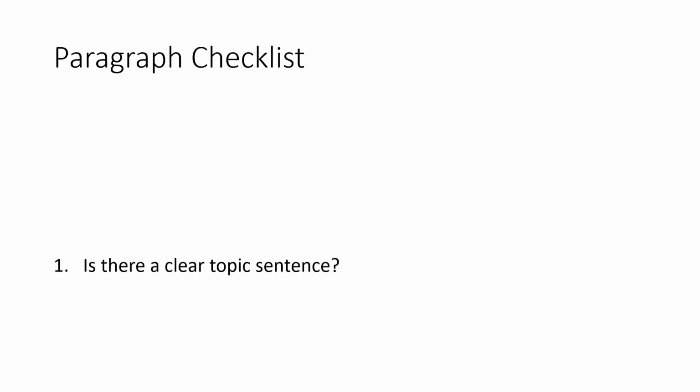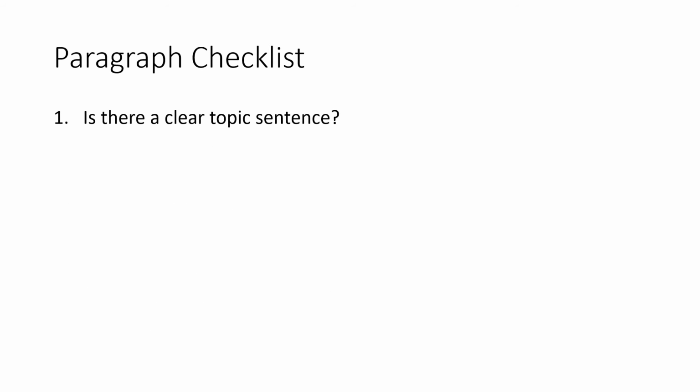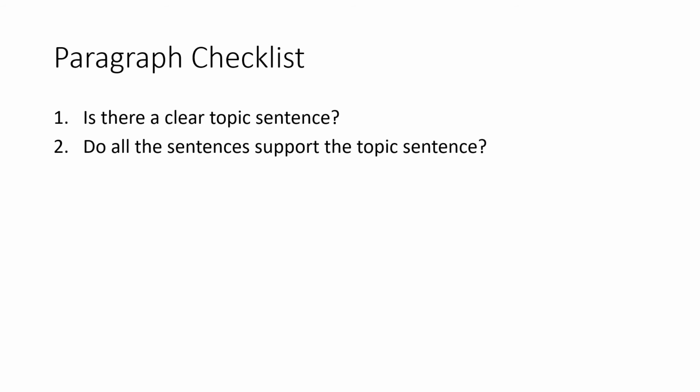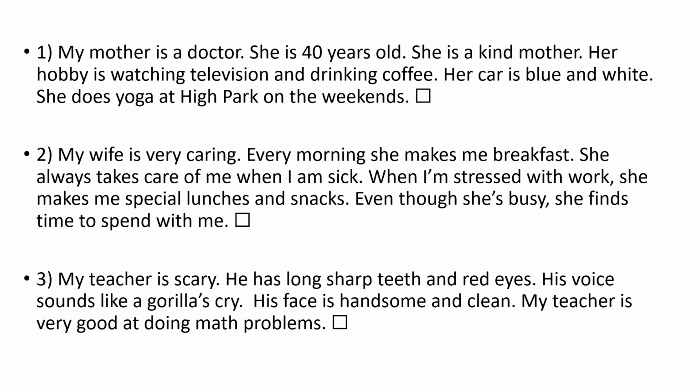So basically, we do need a clear topic sentence within each body paragraph, and all the sentences need to support the topic sentences. So as an example, if we take a look at the first group of sentences: my mother is a doctor, she's 40 years old, she's a kind mother, her hobby is watching television, drinking coffee, her car is blue and white, she does yoga at Hyde Park on the weekends.